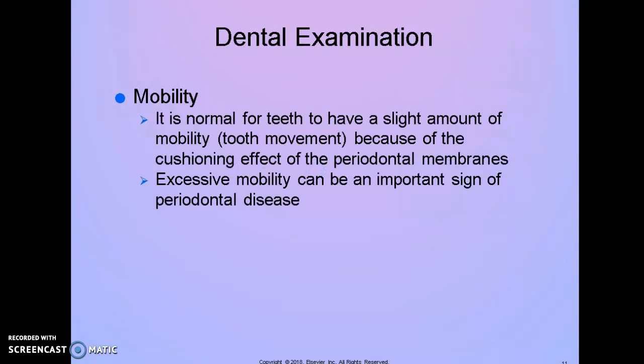So it's normal for teeth to have a very slight amount of mobility or tooth movement because of the cushioning effect of the periodontal membranes. The excessive mobility, though, can be an important sign of periodontal disease. So we always are looking at this movement, and that is to allow our teeth to move if we bite on something too hard or hit a popcorn kernel or something like that, or we grind our teeth a little bit. It allows our teeth to not be caged in concrete, and they can move and protect themselves. But when they become too loose, then we are aware that there is an attachment loss of the bony structures.